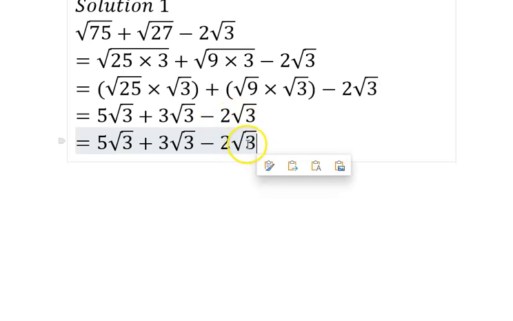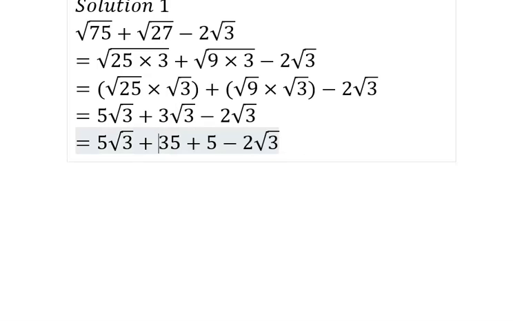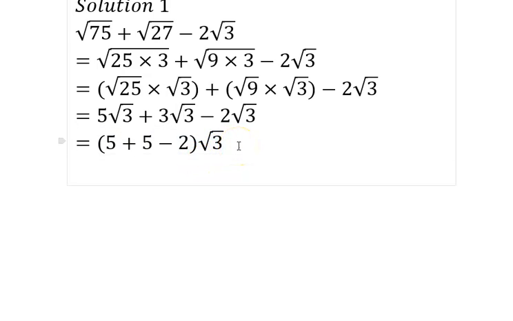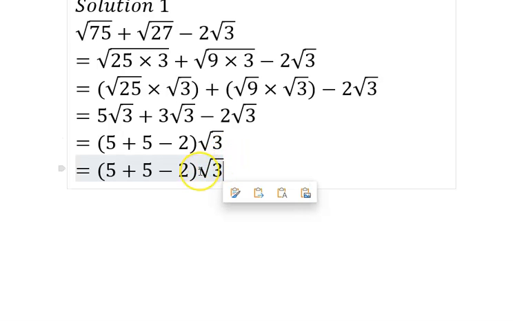Now that we have root 3 on all sides, we can now say 5 plus 3 minus 2. So we can do away with every other thing we have here. Beautiful. Awesome. So we can now get our final answer.